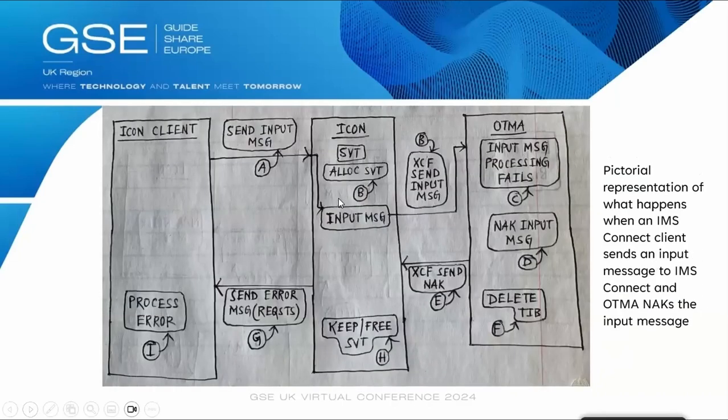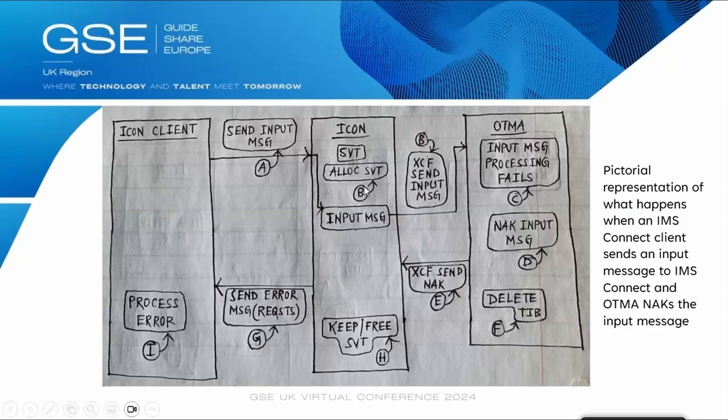Okay, I think the final topic of discussion will be this case, and this is not a very frequent case, but it can definitely happen. So this is our final topic for today's session, and it involves understanding what exactly happens when an IMS Connect client sends an input message to IMS Connect and the input message is NAKed by OTMA itself, right? So again, for A, an IMS Connect client sends an input message to IMS Connect.